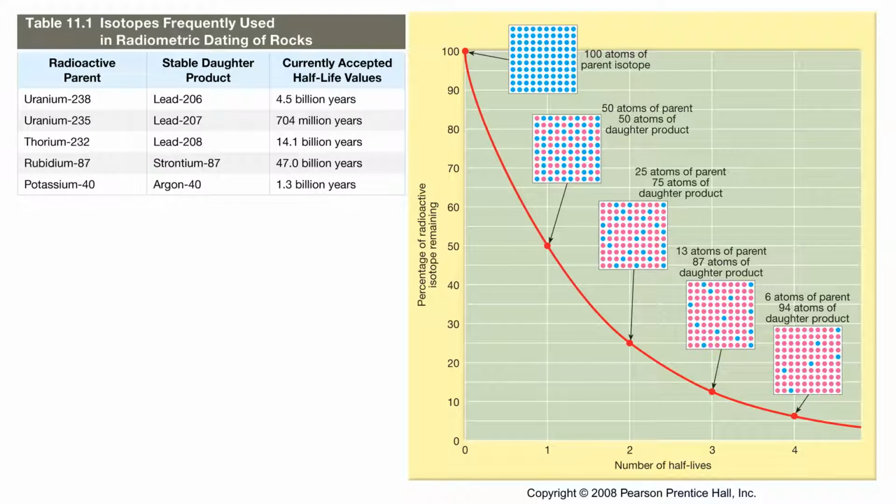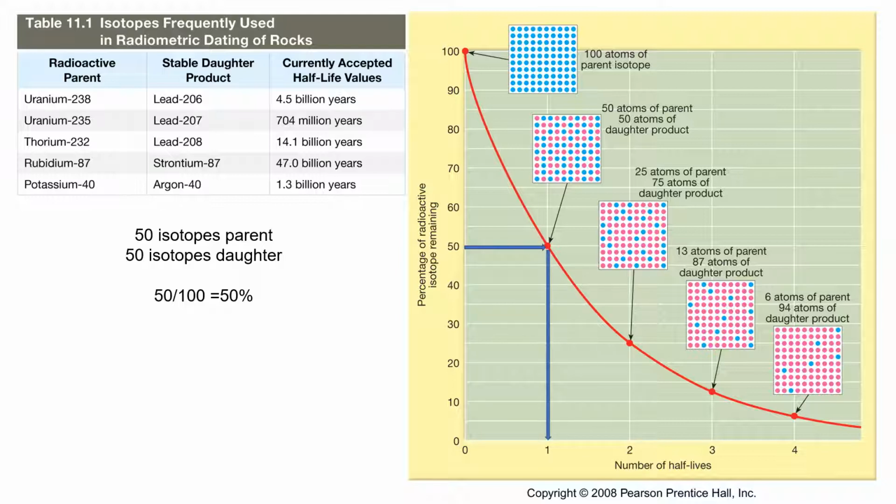So you would go along the left-hand side to 50%, and you would notice that you have 50% of the parents, 50% of the daughters, 50 out of the total 100 is 50%. You go there, and you would notice that one half-life has passed. Now going back to our formula, we take that 1 times 4.5 billion, because the half-life of uranium-238 is 4.5 billion years, and that gives you an age of 4.5 billion years old. And so that's how you go about it.